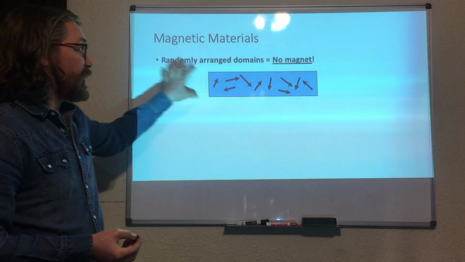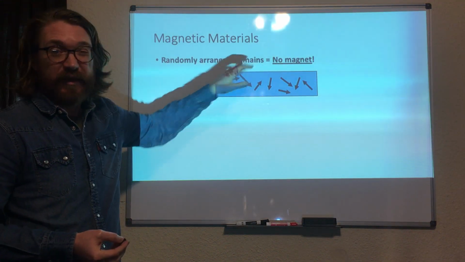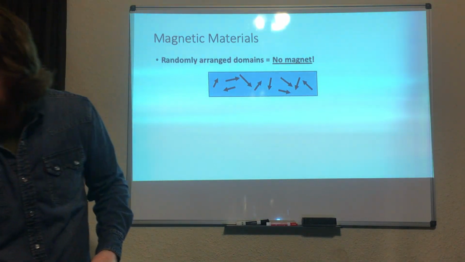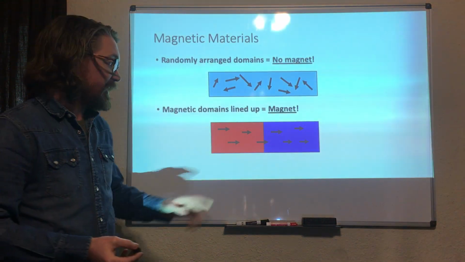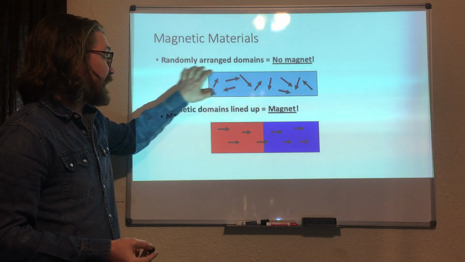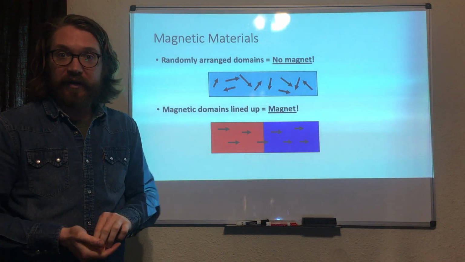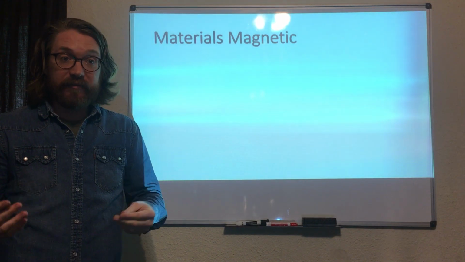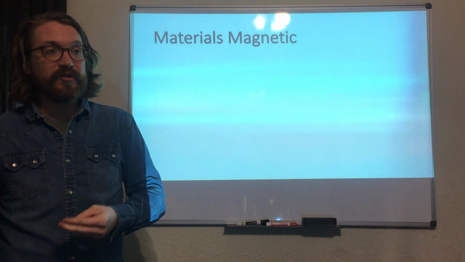So again, if there are randomly arranged domains, meaning those electrons are spinning, we call the spins a domain. If they're spinning in random directions, it's not a magnet. If they're spinning in the same direction, it is a magnet. Okay? And again, when I use the word magnetic domains, all we're talking about is which way it's spinning. A domain is which way it spins.